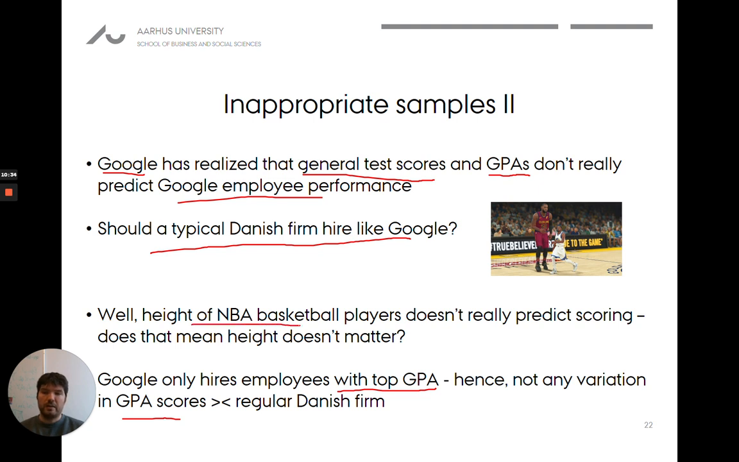Similarly, the height of NBA basketball players in the United States doesn't really predict scoring very well. This does not mean that height doesn't matter. Of course height matters. It just means that almost everyone that gets into the NBA is already very tall, which means that this factor is not going to play a big role. So typical Danish firms should probably not hire like Google, because the variation in the kind of people that you get in and their grade point averages is much, much bigger. So one should not necessarily look at Google and Amazon and Apple to see how they hire people and just copy their hiring approaches, because they might not translate very well to other settings where you get other kinds of applicants.